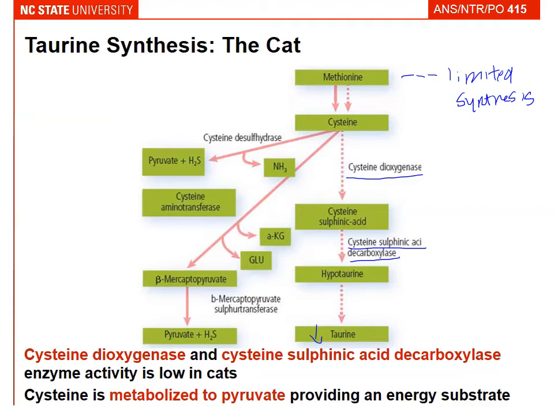So what do they do with all this added cysteine in their diet? They utilize it and break it down to pyruvate. And so that's providing energy for them. That pyruvate is then able to go into the TCA cycle and give them even more ATP. So tell me these two enzymes that are involved, and why taurine is required. That's because cysteine deoxygenase and cysteine sulfonic acid decarboxylase have low enzyme activity, resulting in cysteine being degraded to pyruvate instead of being converted to taurine.